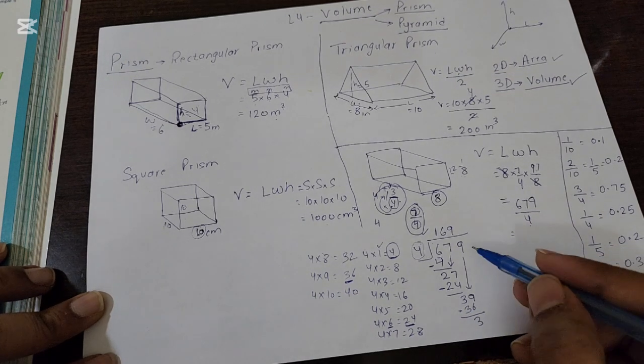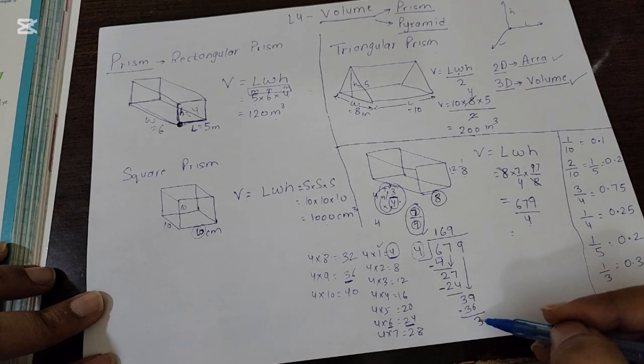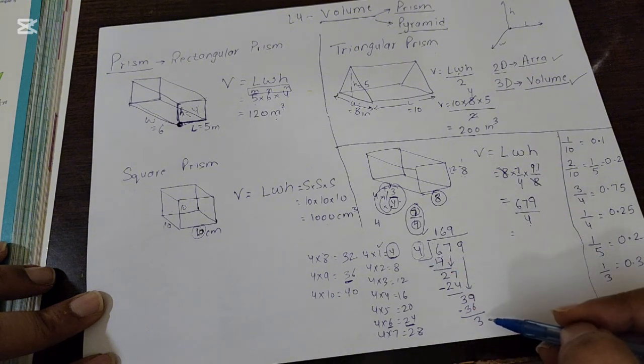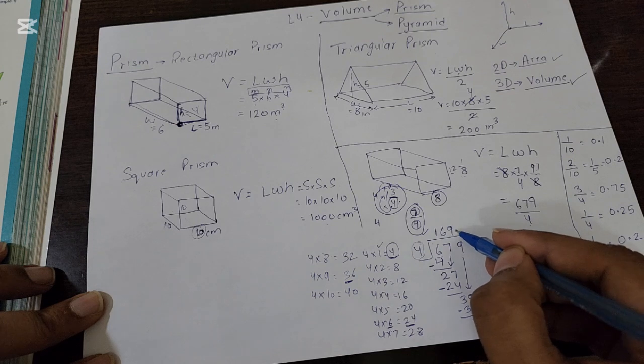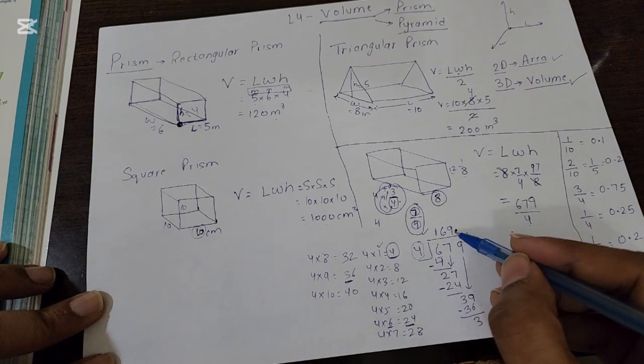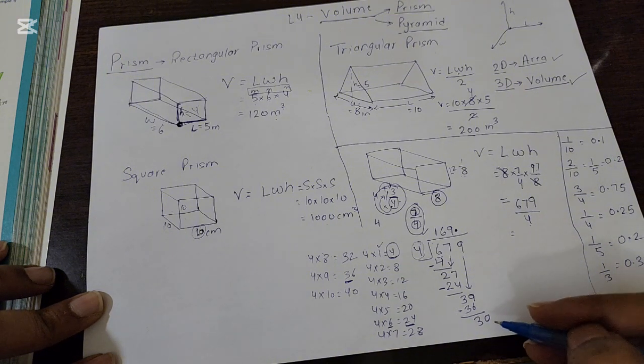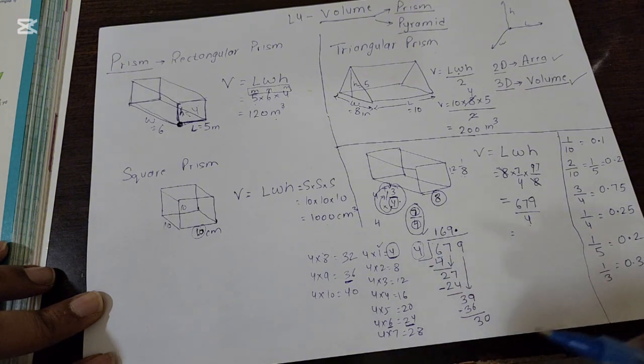Now see, there is no number to bring down, yes? And the 3 is smaller than 4. So what will I do? I need a number here to continue. We will put a decimal in the answer. If you put a decimal in the answer, it gives you a power to add a 0 here. Okay, so it became 30. 30 is bigger than 4. Okay, then I can continue my division.